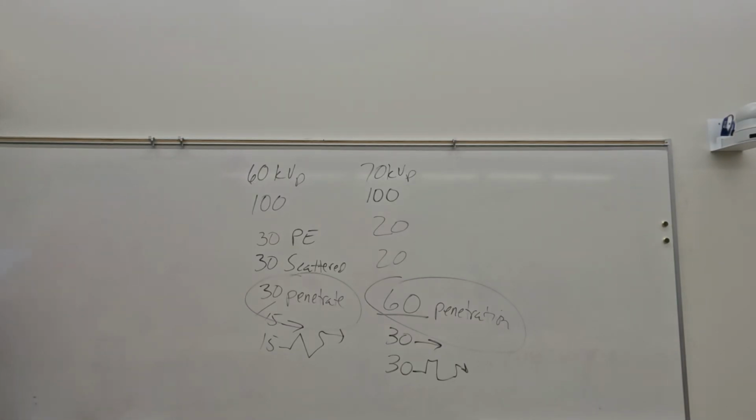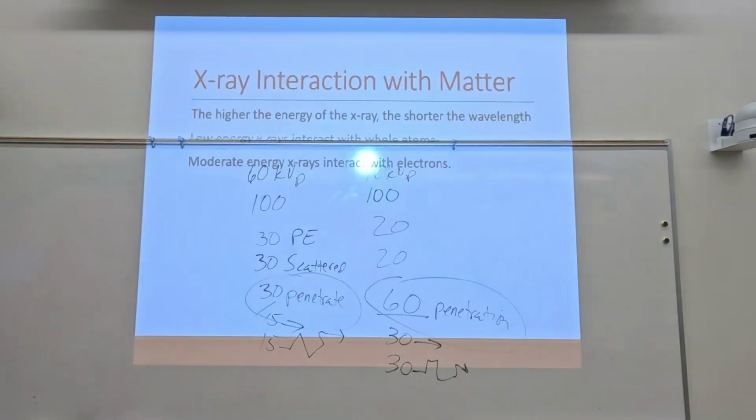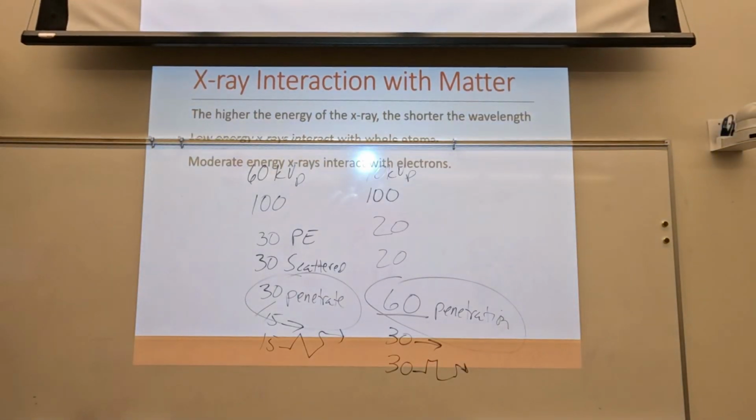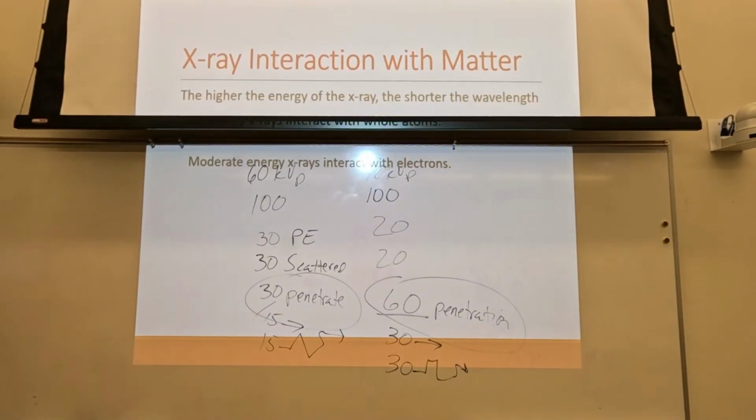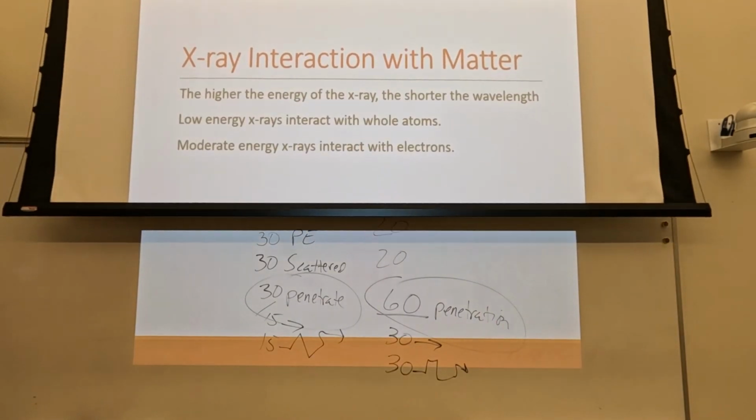Okay. Can you see how both can be true? As kVp goes up, we still have to deal with the scatter. That's what we're going to talk about some this semester. We're going to talk about grid use, how we use grids to clean up that scatter radiation, and how we can use things like lead shields to clean up the scatter.